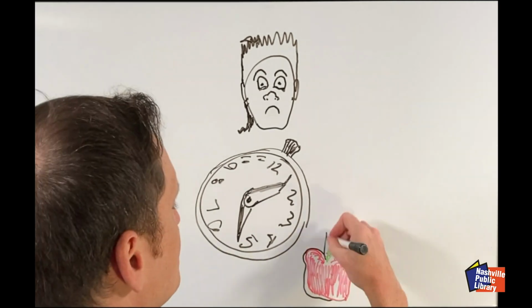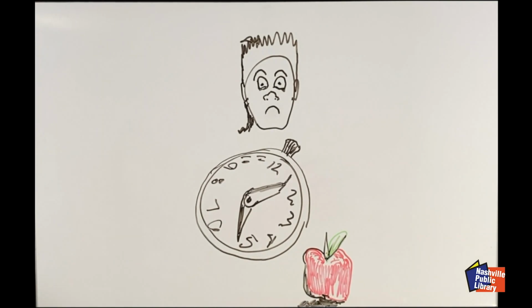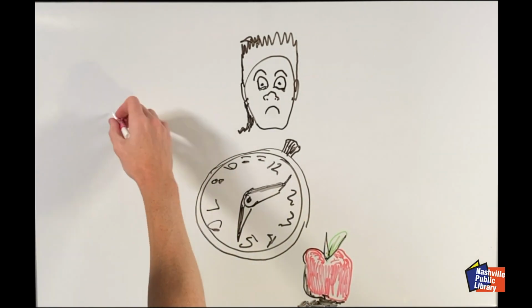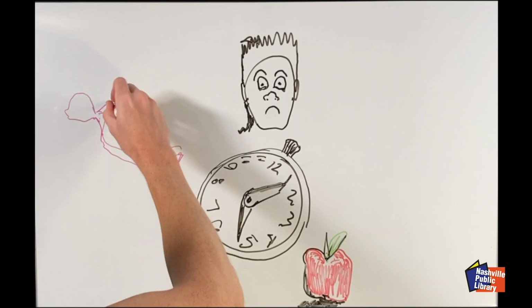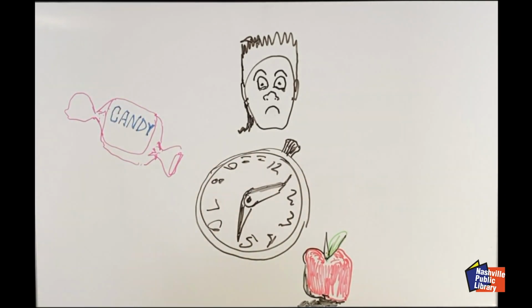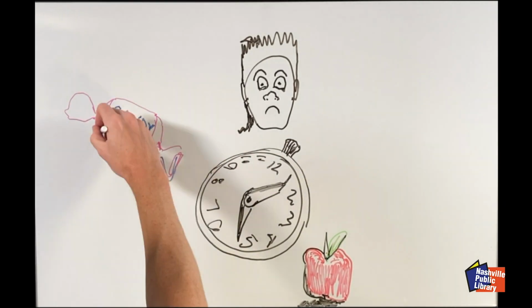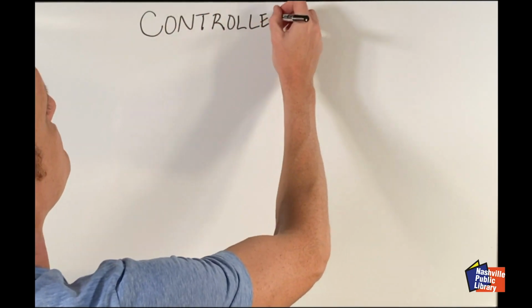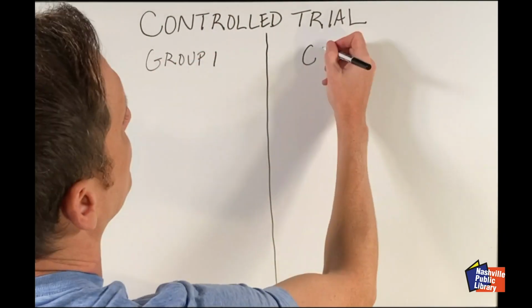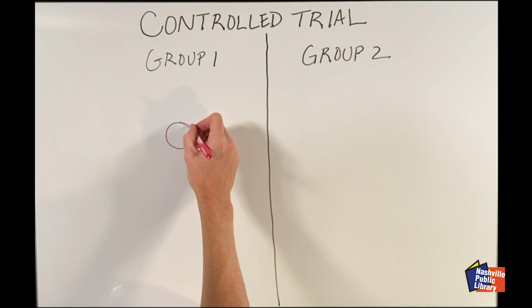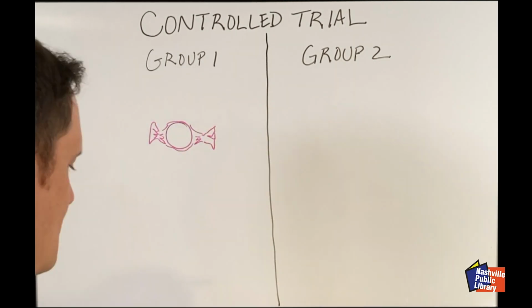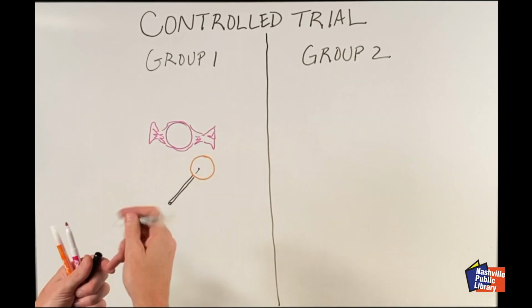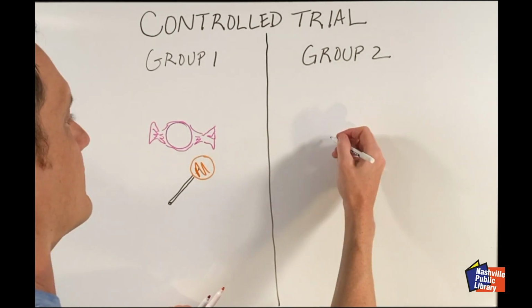Let's rerun the experiment. Separate the kids into two groups. One group gets candy, the other doesn't. And as long as you control for things like when the kids have last eaten, you can make a determination. This is called a controlled trial. You might still get the same results of the kids being more hyper after candy, but there's a problem with the setup of this experiment too.